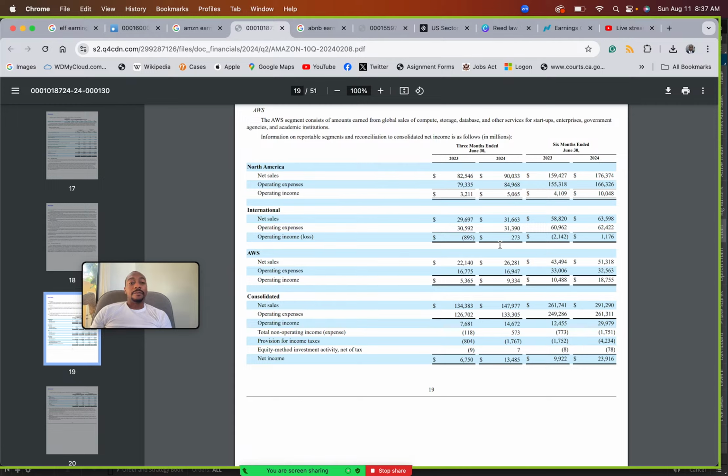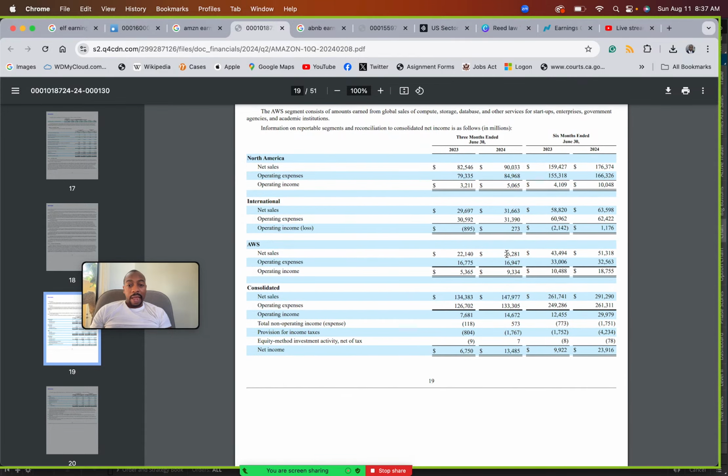Me looking at the fundamentals, I don't think it does. So this is a company that's on my radar to buy because I think it's really discounted right now in terms of the technicals on the stock. But look at the sales. They're all going up in North America, internationally, AWS.